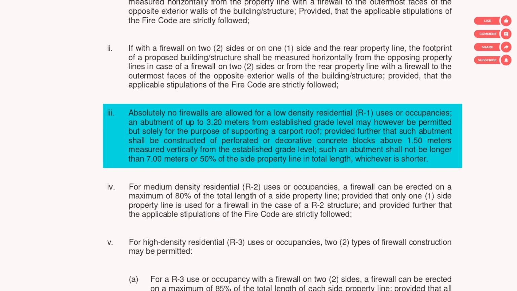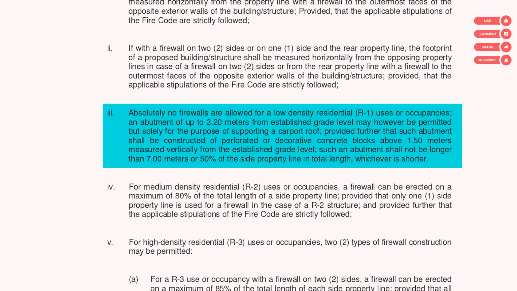But that's not the end of the story. May konting kwento pa dito. This is not a firewall, but sometimes you may need a wall on the property line for your carport, for example. Sometimes you need to build a wall on the property line. But you can't build firewalls. So what can you do?